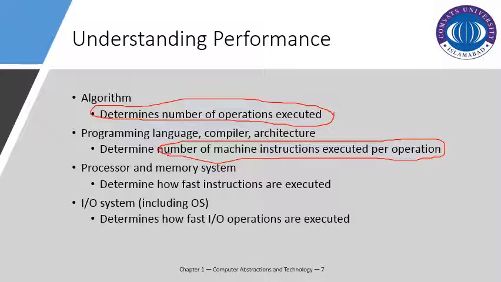At the processor and the memory system, that also determines the performance, basically how fast instructions are executed. So that also has an impact in determining the performance. And the IO system, including the operating system. How fast the IO operations are executed also has an impact in determining the performance. So all those factors at different levels, at different stages, affect our system performance, and their impact is considered while computing the performance within a system, or when we are comparing with some other systems. Basically, these are the factors which we will consider while defining the performance.